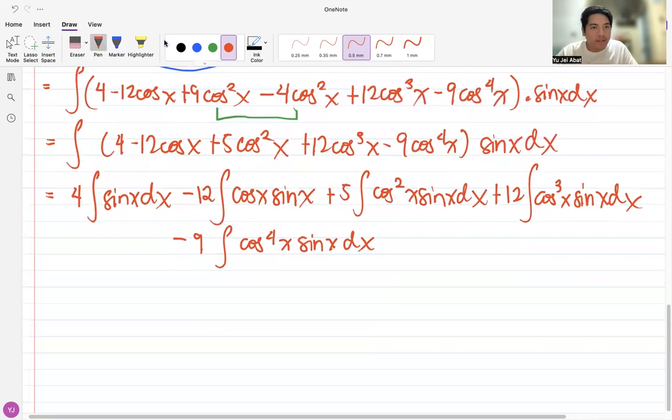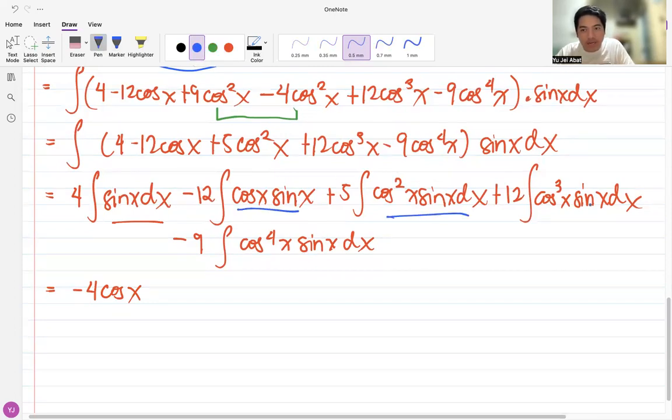So right now, if I'm going to evaluate the integral of sine of x dx here, it's pretty obvious. It's very obvious that the integral of sine would be negative cosine. So that would be negative 4 cosine of x. It's a direct substitution. But for the remaining terms, we have cosine sine x.